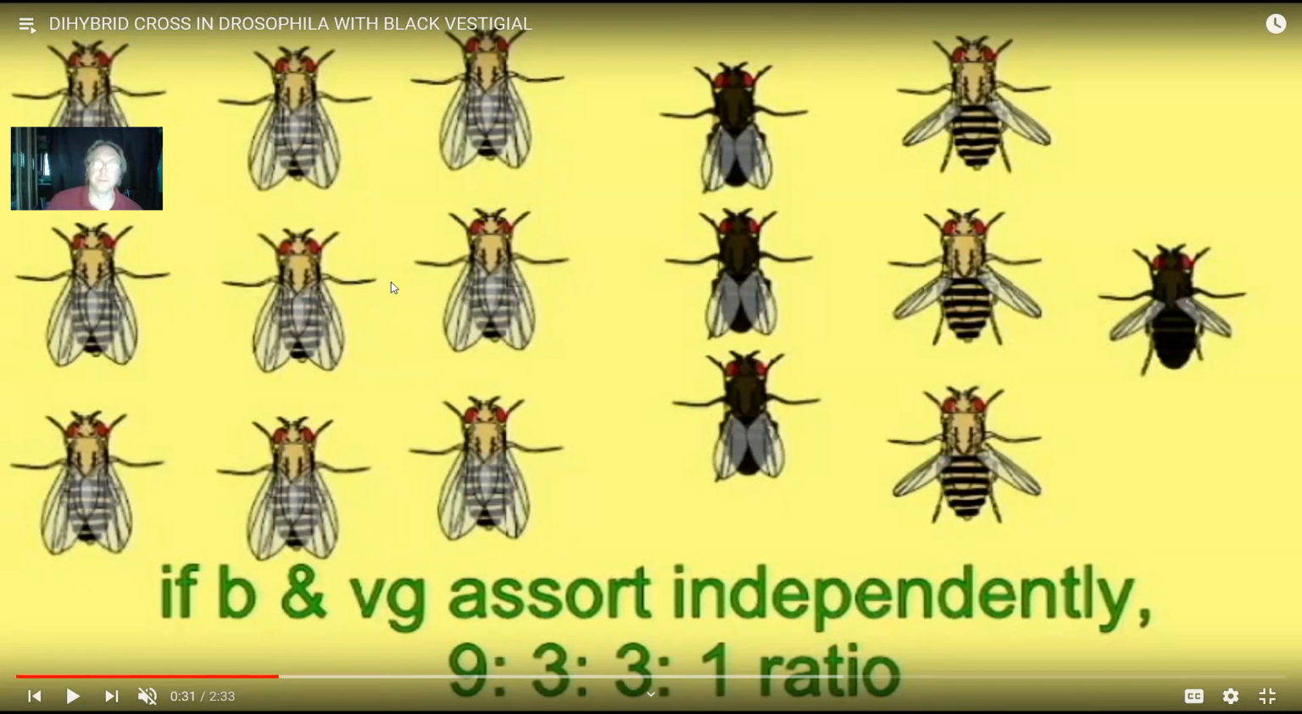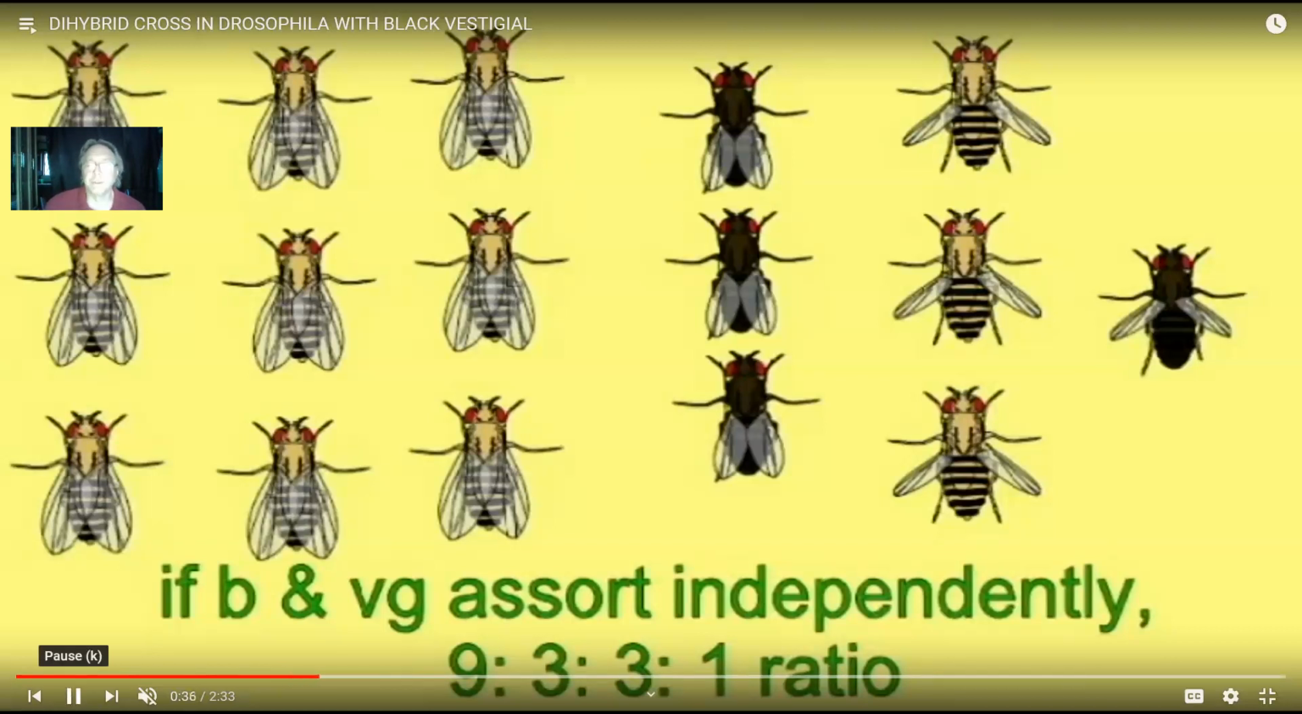And then when you look at the F2 generation, you see a 9 to 3 to 3 to 1 ratio. 9/16 of the flies have the wild type trait for both traits. 3/16 are mutant for the first trait but wild type for the second, so they're mutant for body color but normal for wings. 3/16 are mutant for the second trait, wings, but normal for body color. And then 1/16 is mutant for both. If you get this, you say, oh, it's a 9 to 3 to 3 to 1 ratio. These genes are assorting independently.